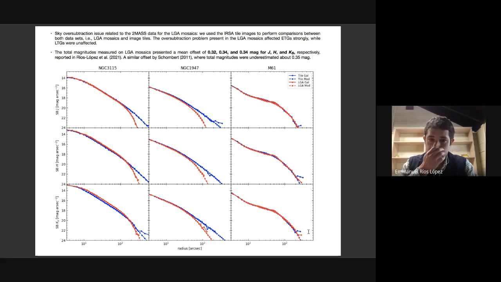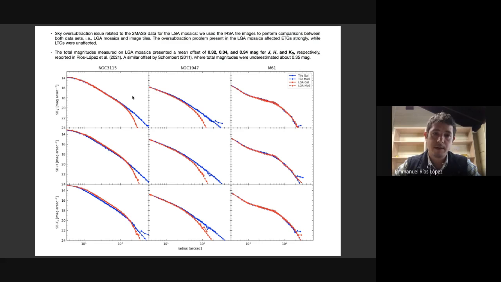As part of the results, we also find this sky over-subtraction issue related to the 2MASS data. This was also pointed out by Schombert in 2011, but here in our work, we add that this over-subtraction on 2MASS data is mainly for early type galaxies.